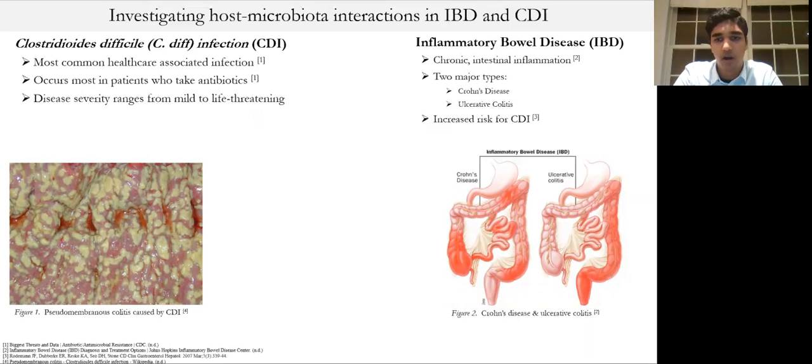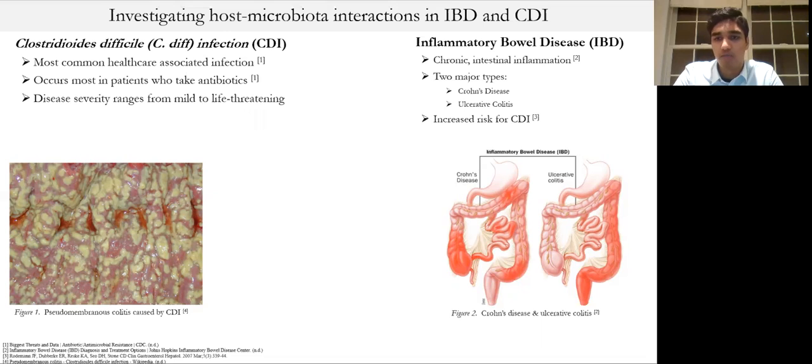Part of the response to C. diff is caused by a toxin that the bacteria produces. The image below shows a colon that has been infected with C. diff, which results in a condition called pseudomembranous colitis, which is accompanied by severe inflammation. However, there are factors other than antibiotic treatment that can cause increased susceptibility to C. diff, such as inflammatory bowel disease or IBD.